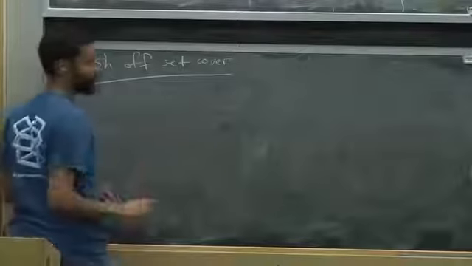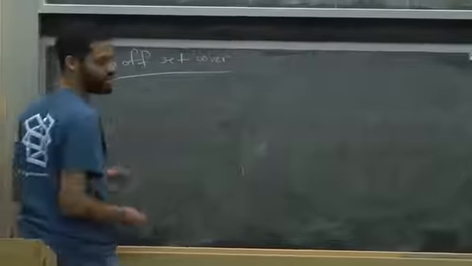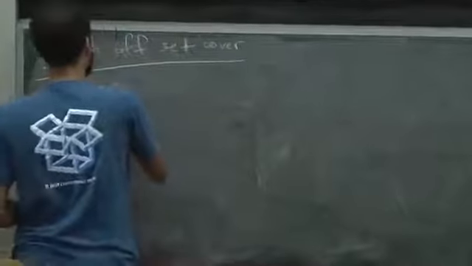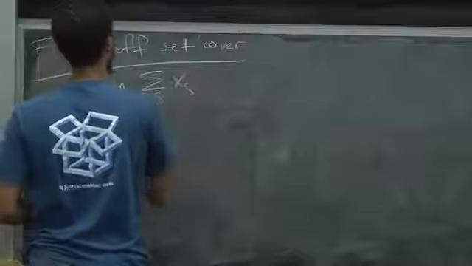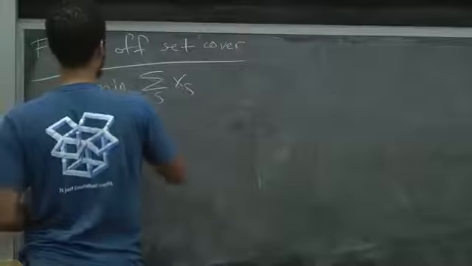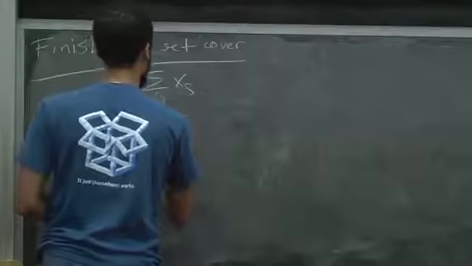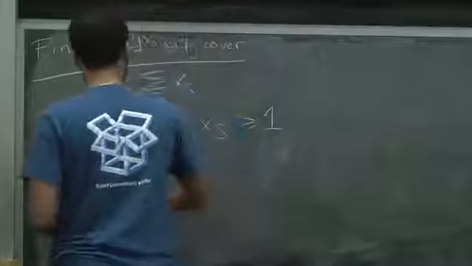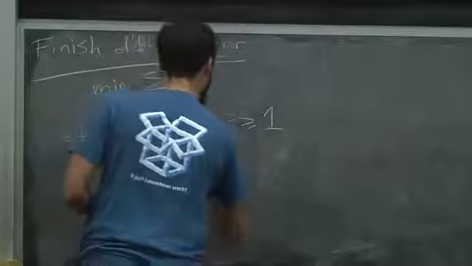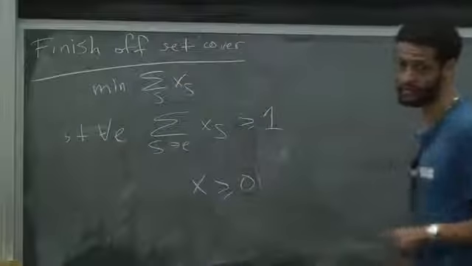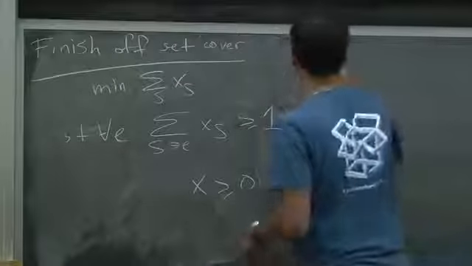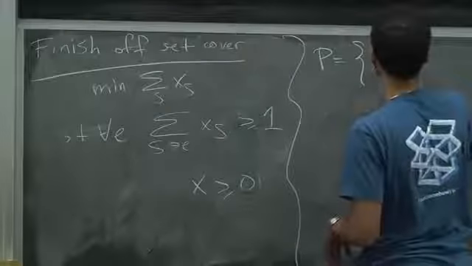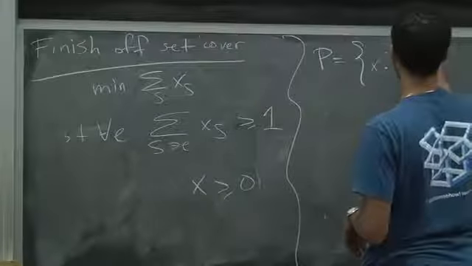Remember there, we had some collection of sets, and we wanted to choose fractionally sets to cover our universe of elements. So we wanted to minimize the sum over S of x of S, such that for all elements E, the sum over S's containing E of x of S should be at least 1, and also x should be non-negative. And P was going to be the set of all x's such that, first of all, x should be non-negative.